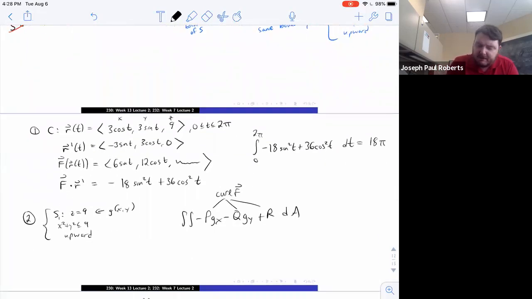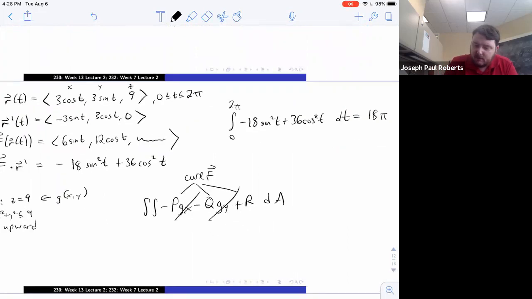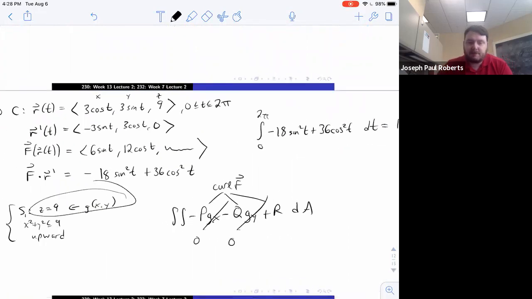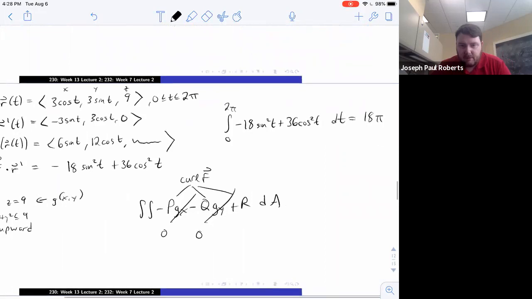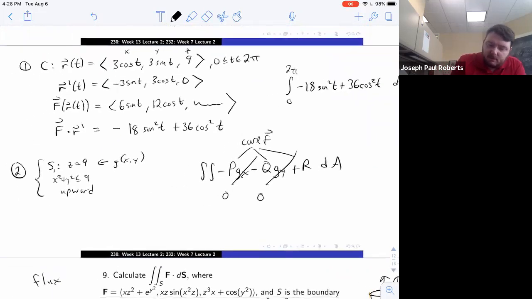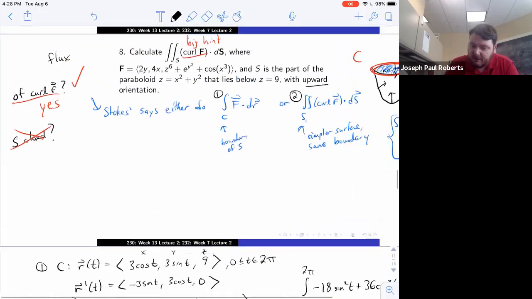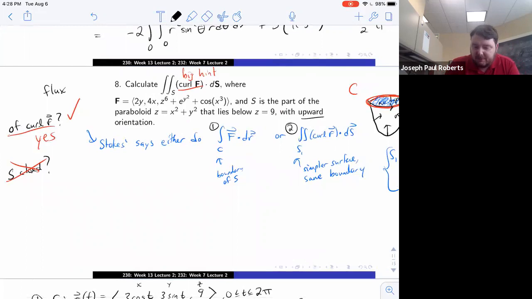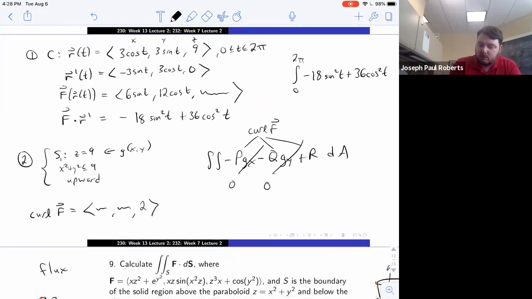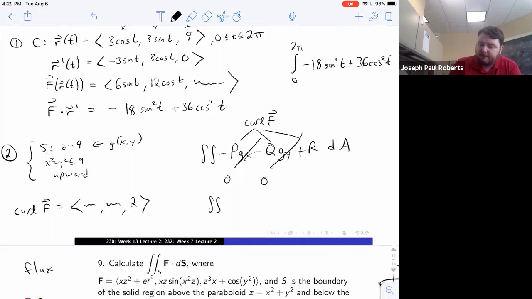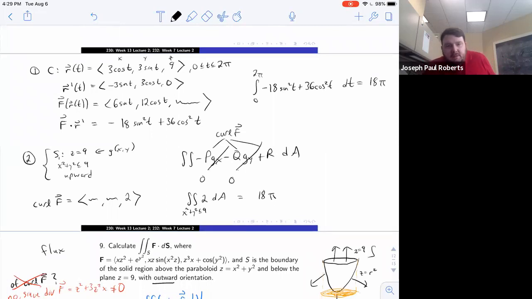But then g_x and g_y are 0 because I changed the surface to be the piece of this plane. So I just need to get the third component of curl F, which is Q_x minus P_y up here. So it's 4 minus 2, which is 2. And then this ends up being the double integral of 2 over this disk, 2 times the area. There we go, 18 pi. So as you can see, you get the same answer, of course.